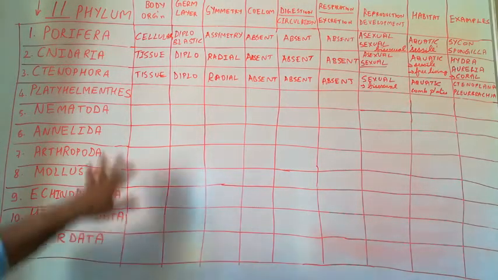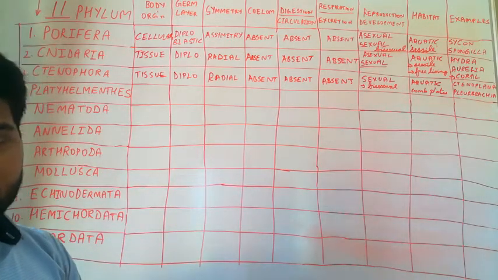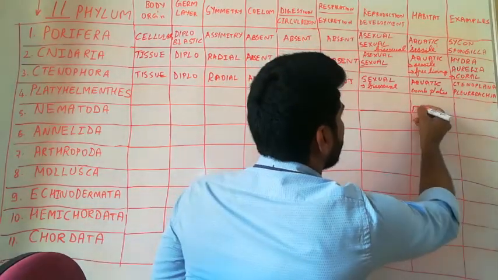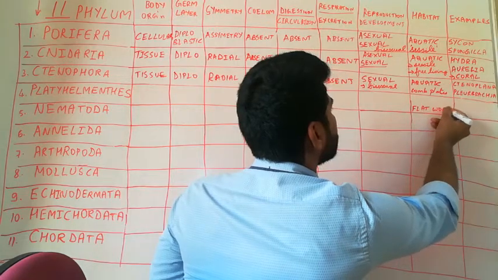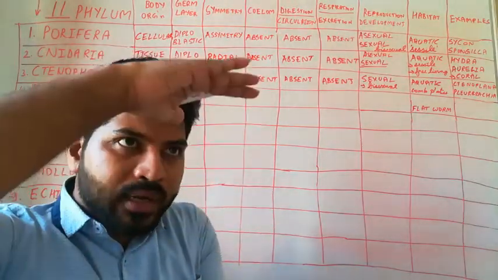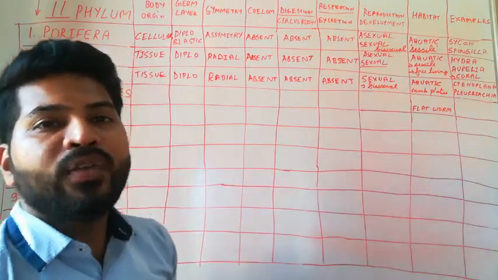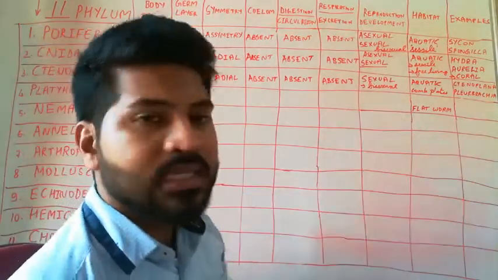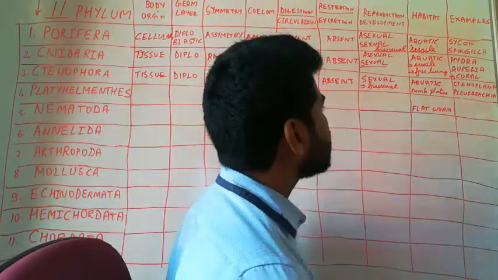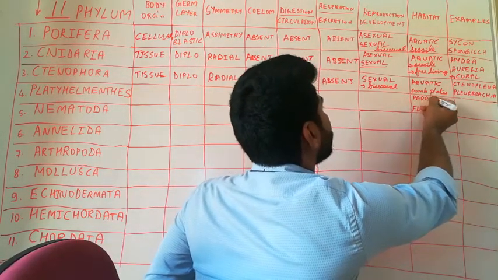Moving on to phylum number 4, that is Platyhelminthes. Platyhelminthes are called flatworms because the body is dorsiventrally flat. It is dorsiventrally flattened, like so. They are called flatworms. These Platyhelminthes could be either free living or parasitic.